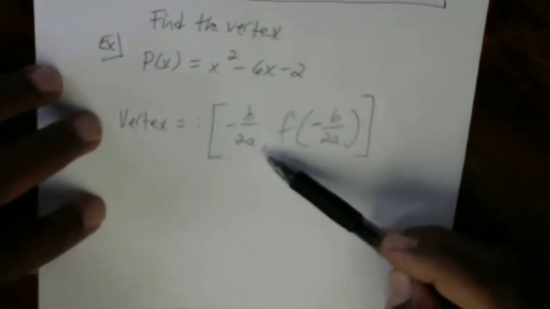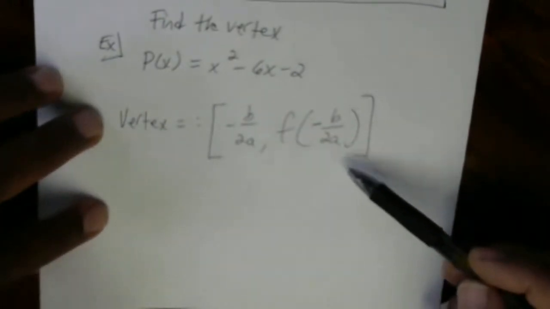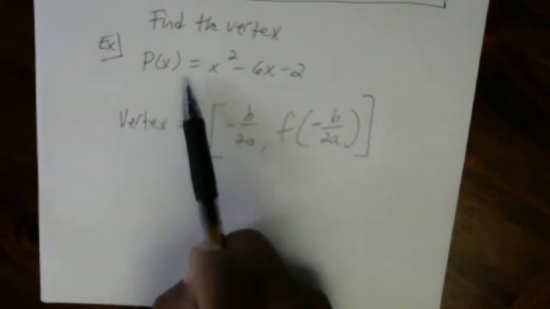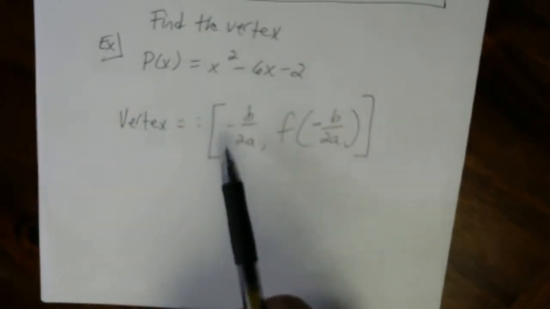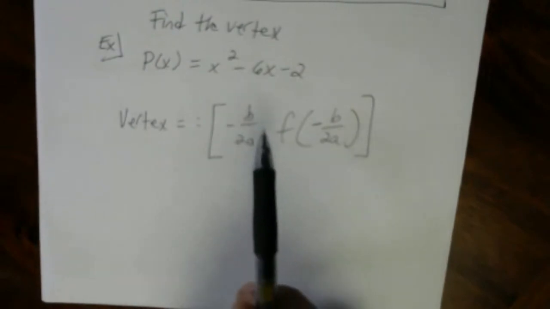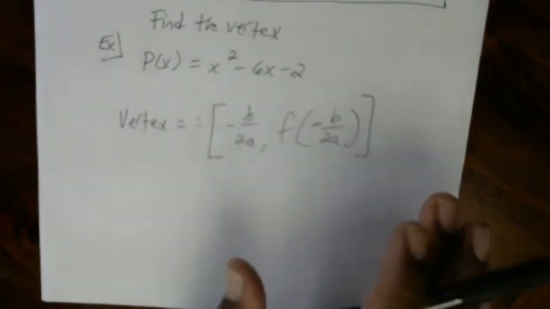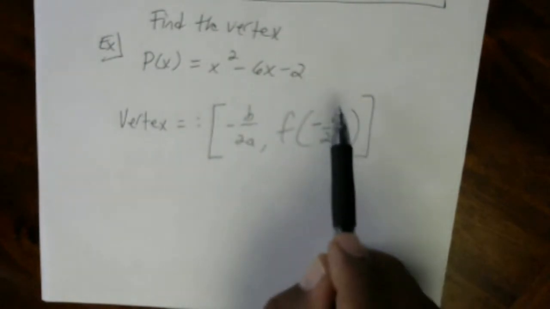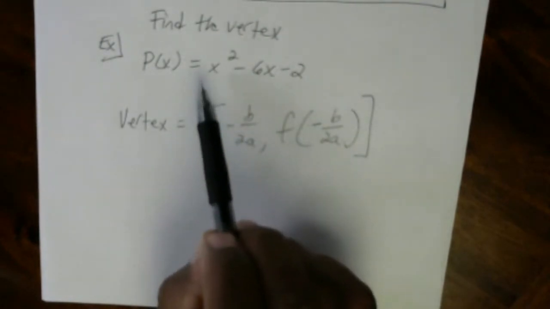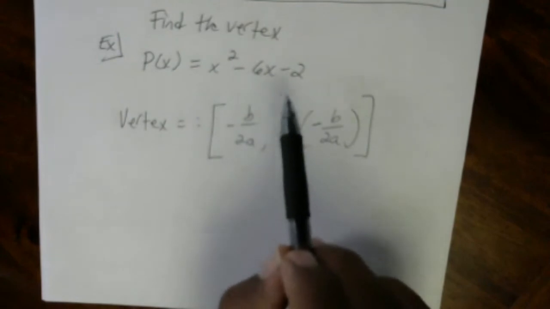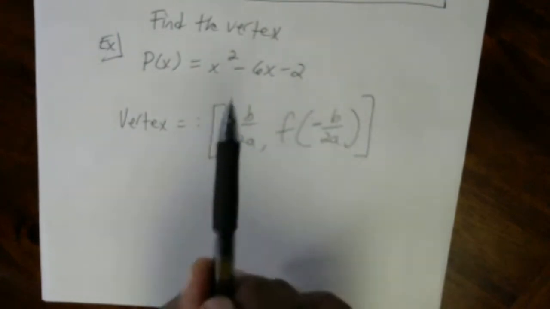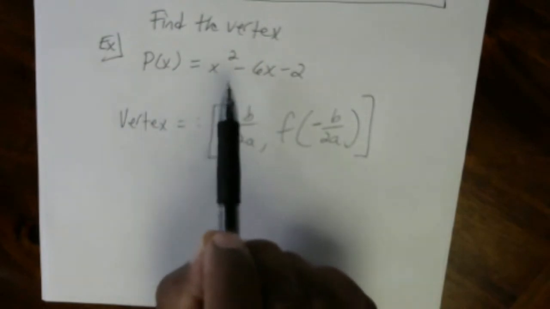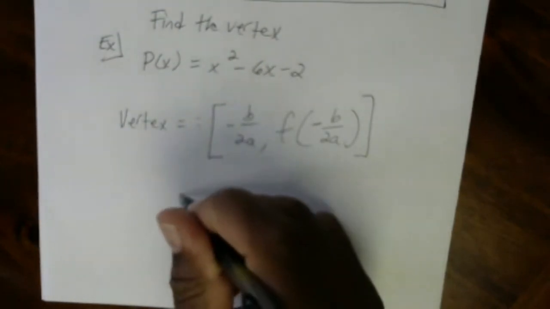Right, so I need a and b. So the way I find a and b is I go back to my quadratic function, and in order to use this formula, your quadratic must be in standard form. Right, so this quadratic is in standard form. Remember that standard form was ax squared plus bx plus c. So a is going to be the coefficient of your squared term. So a is going to be 1.